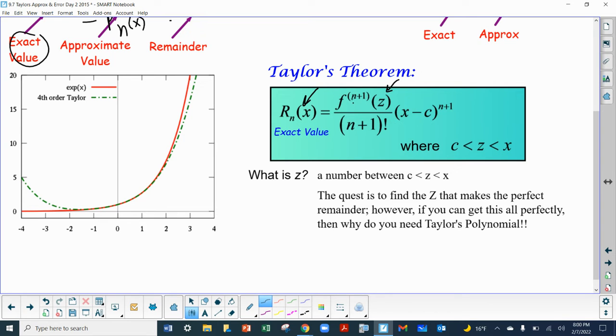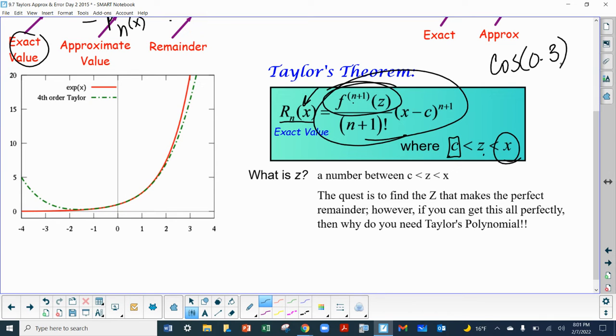So it's saying look at the n plus 1 derivative evaluated at some z value. Okay, this is where this one gets a little tricky. Over an n plus 1 factorial, at x minus c, our centering point, to the n plus 1 degree. So the nth degree remainder is going to be equal to an n plus 1, kind of that next calculation in the approximation. But getting this f of the n plus 1 derivative evaluated at z is where it's tricky. And z will fall between my centering point and the value I'm interested in. So if I had cosine of 0.3 and I'm centered at 0, then my z would be some value between 0 and 0.3. The quest, as you can see here, is to find z that makes the perfect remainder.